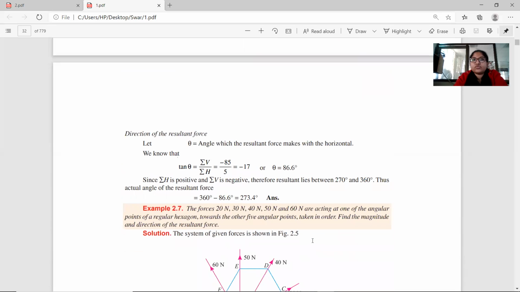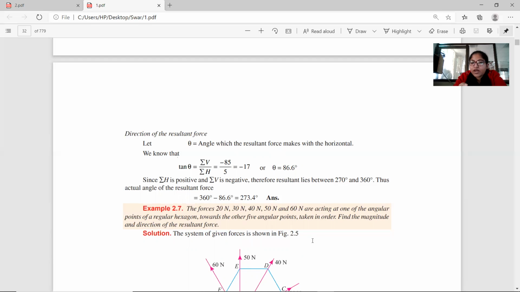Now we also have to calculate the direction. Whenever we determine the direction of any force system, we have to calculate theta. So what is my formula for theta? Tan theta equals sigma v upon sigma h. What is sigma v? Minus 85. What is sigma h? 5. So sigma v upon sigma h equals minus 85 upon 5.